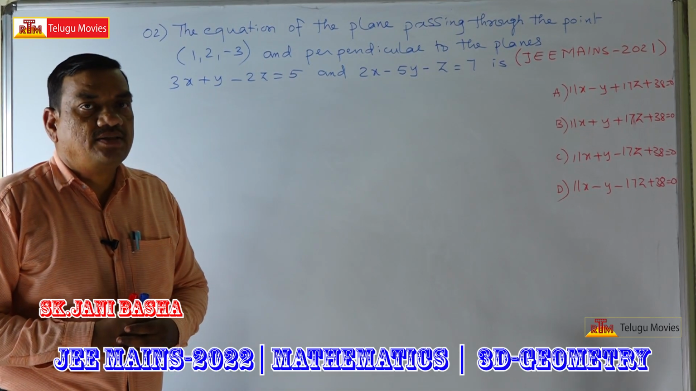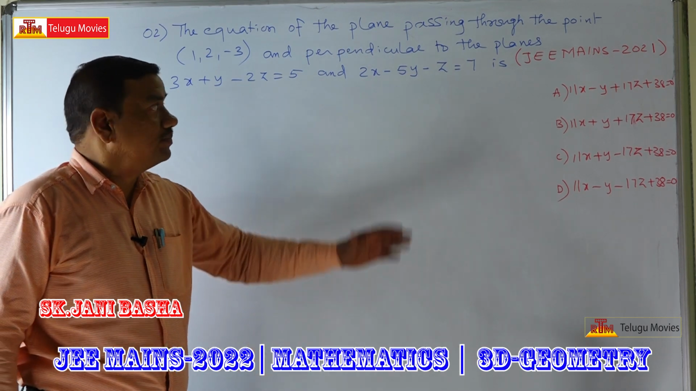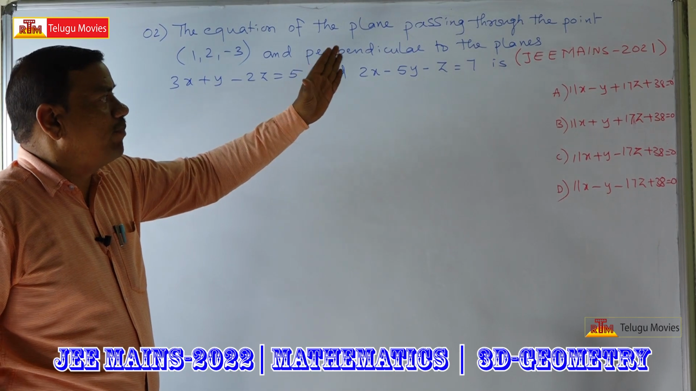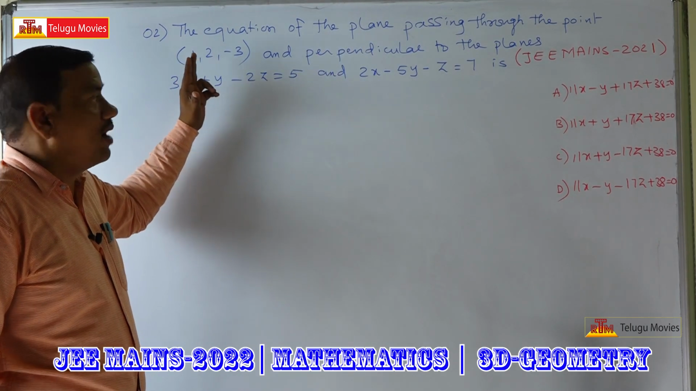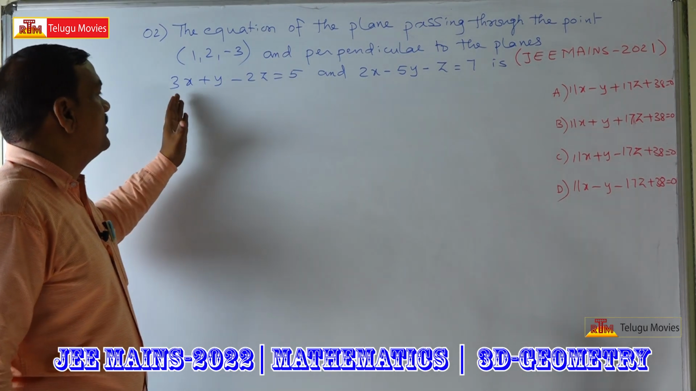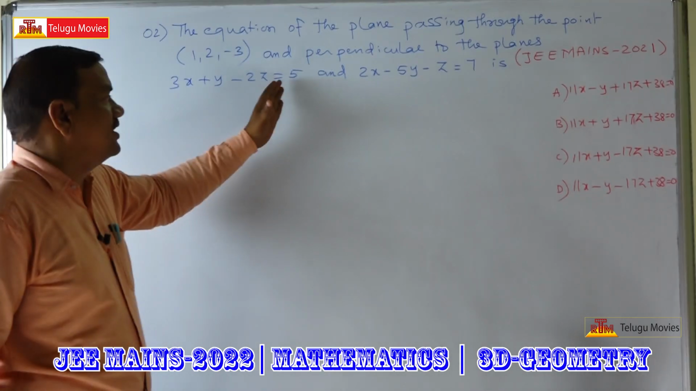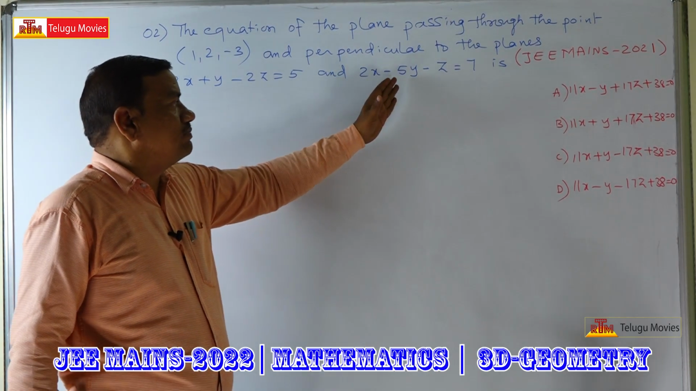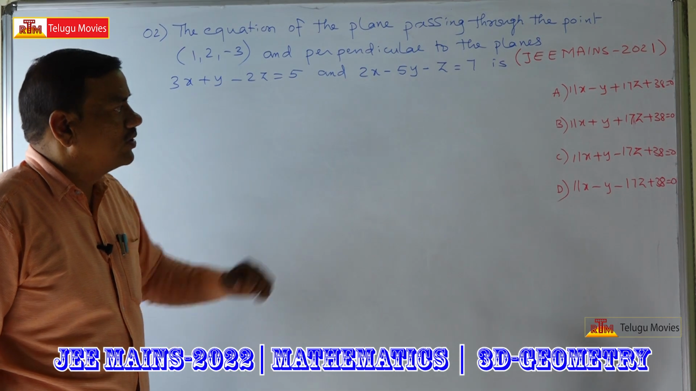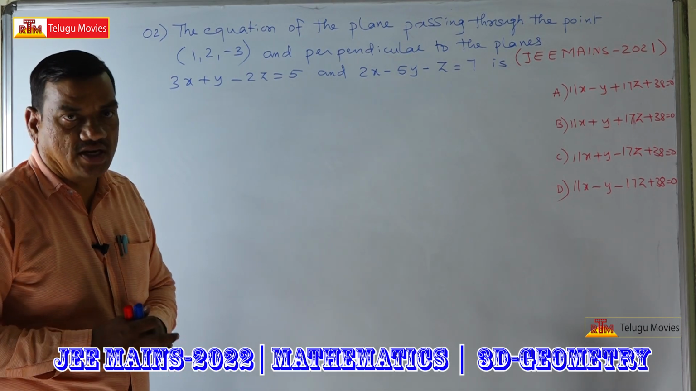So, dear students, welcome to our second problem. The second problem is: the equation of the plane passing through the point 1, 2, minus 3 and perpendicular to the planes 3x plus y minus 2z is equal to 5, 2x minus 5y minus z is equal to 7. There are 4 options.